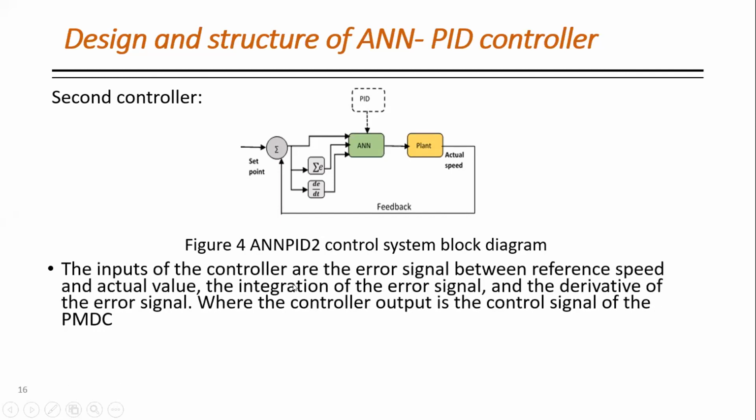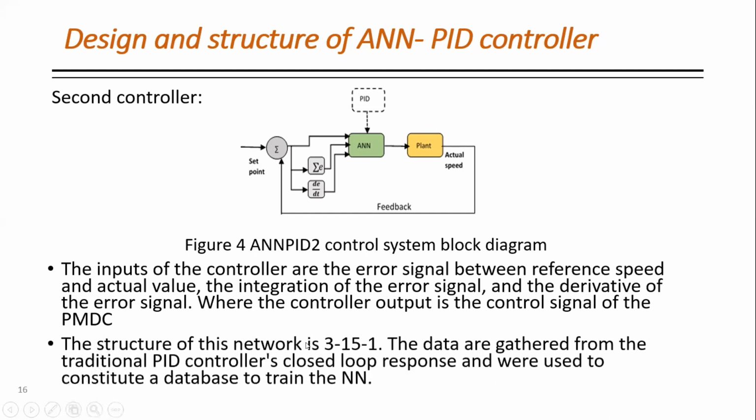The inputs of this controller are the error signal between the reference speed and the actual value, the integration of the error signal, and the derivative of the error signal, where the controller output is the control signal of the BLDC. The structure of this network is 15-1. The data are gathered from the traditional PID controller closed loop response and were used to constitute a database to train the network.